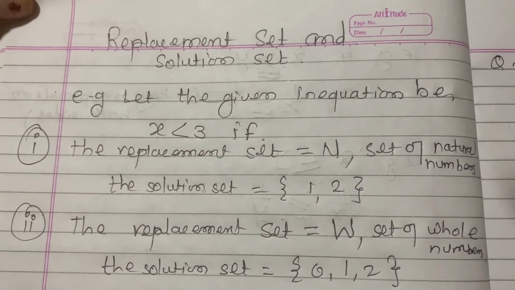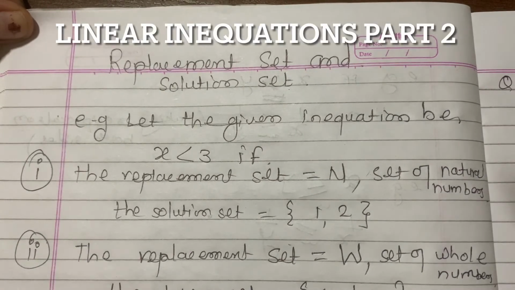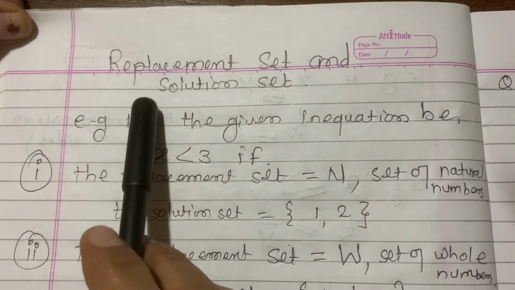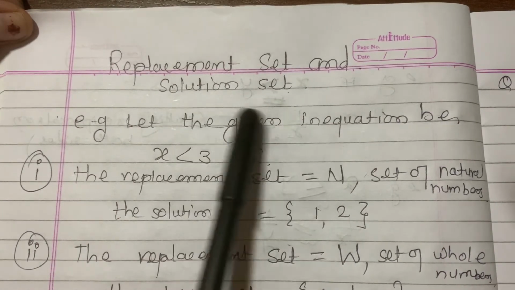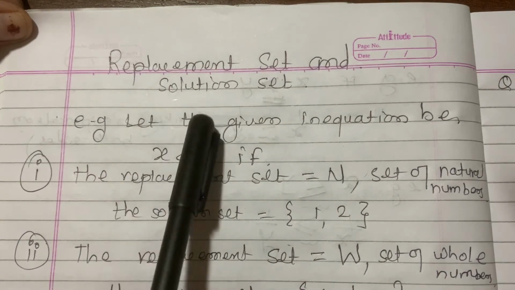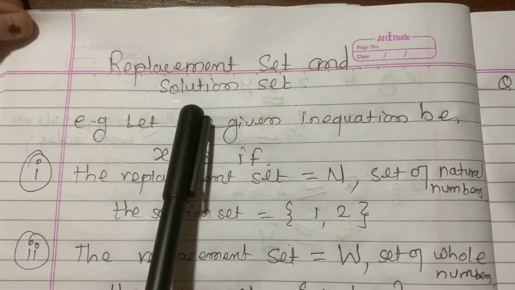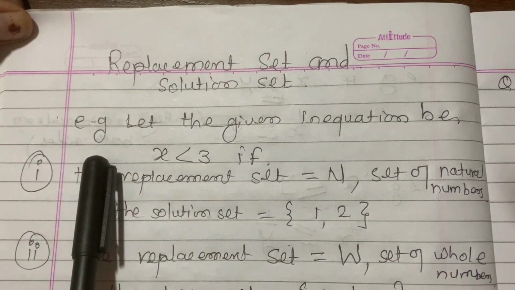So this lecture is nothing but a continuation of the linear inequations, the second lecture of the linear inequations. In this we are going to learn what exactly the replacement set and the solution set are. What is the difference between them? What is the replacement set and what is the solution set? For that we'll consider one example.